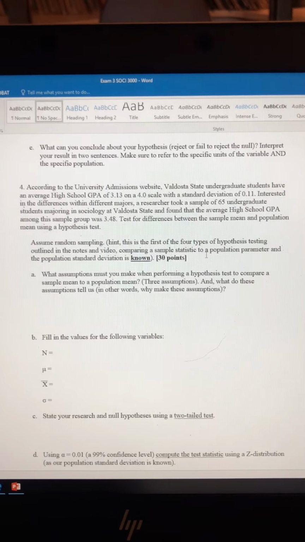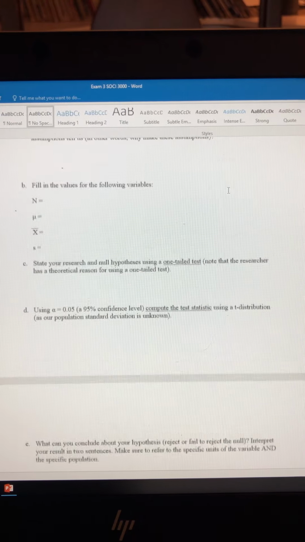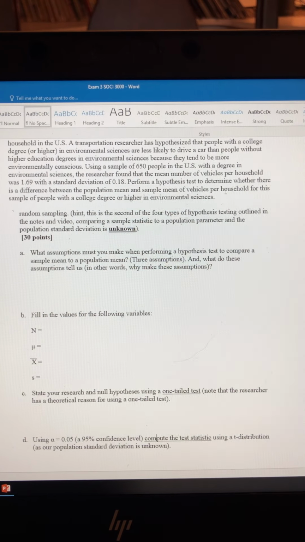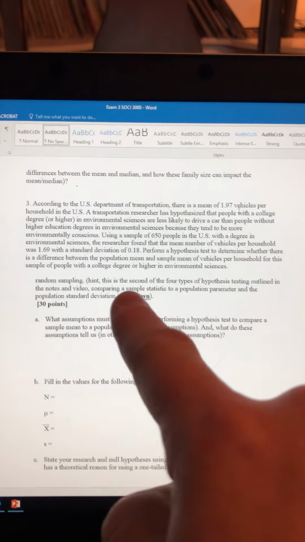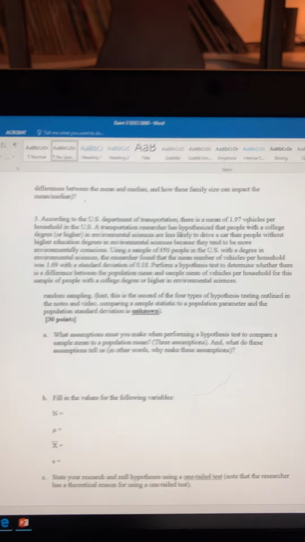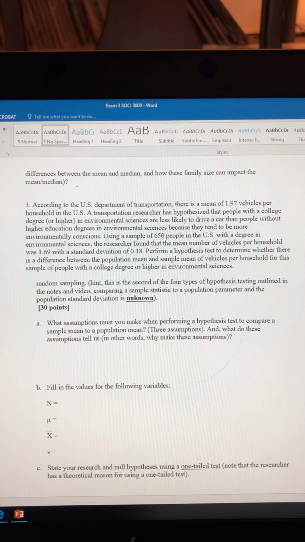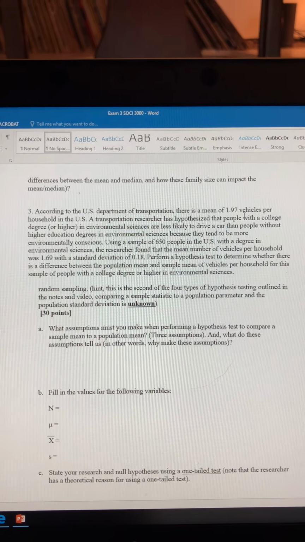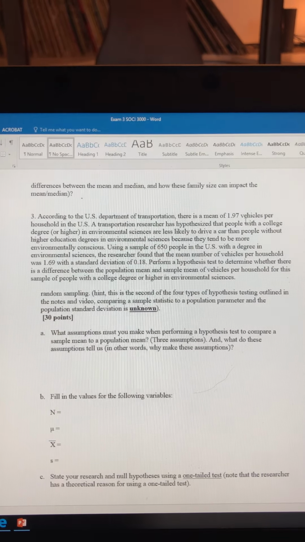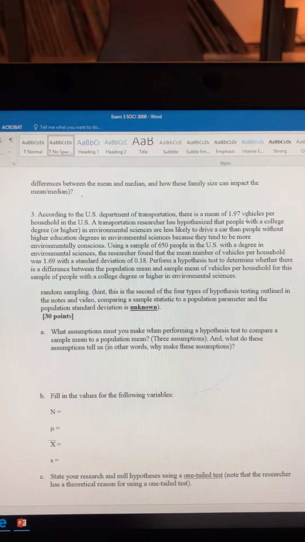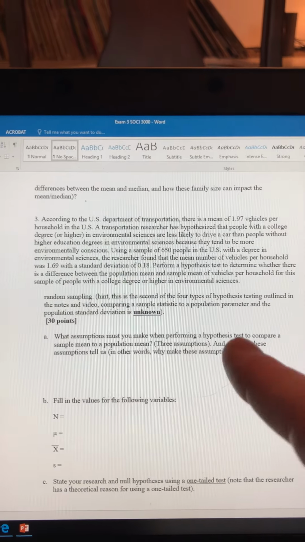Okay, now question 4. One thing I want to do real quick is refer back to my original lecture videos. Question number 3, and I put it right here for you, is the second of the 4 types that I outlined in the video. We're comparing a sample to a population. If we know the population standard deviation, that's type 1. We don't in this case. We only know the sample standard deviation, that's type 2.